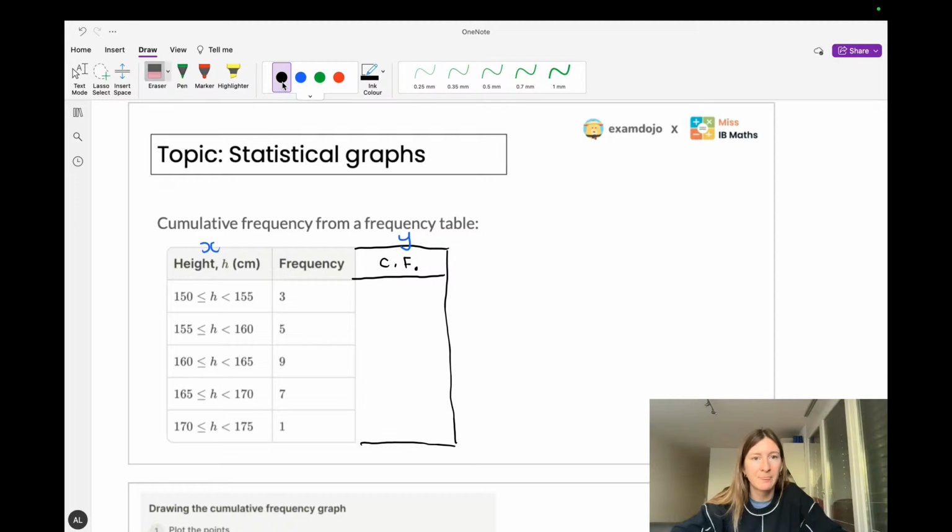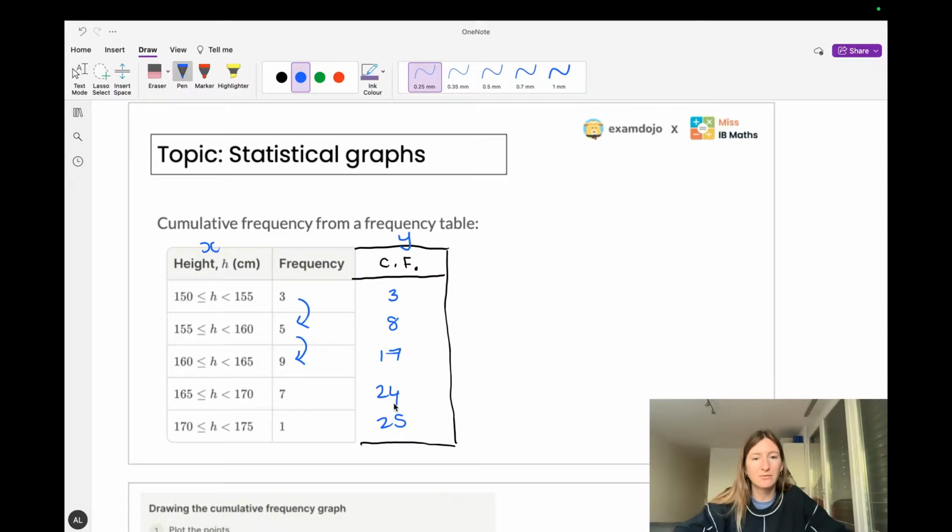All right, so if we want cumulative frequency, we need to take the frequencies and keep adding them. Accumulating means to keep adding on. So first one, just 3. We've added nothing. Then we have 3 plus 5, so we get 8. Then 8 plus 9, we get... So early Saturday morning for me, we get... No, I was right, 17. Then plus 7, we get 24, and then plus 1, we get 25.